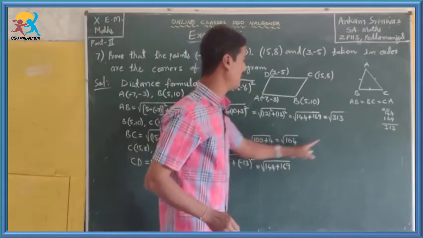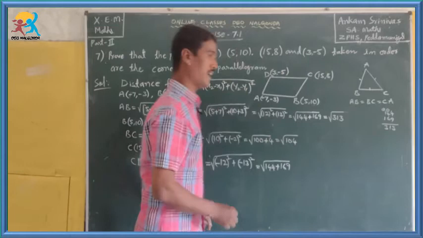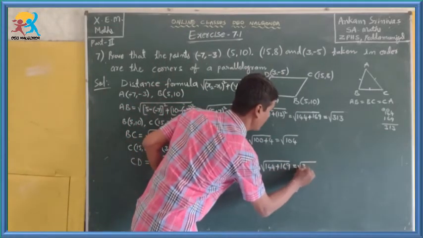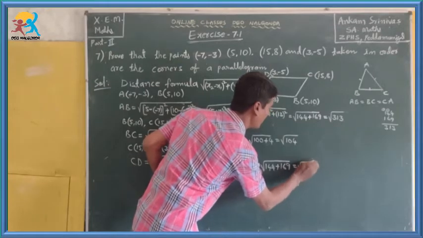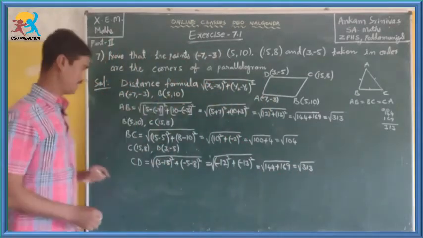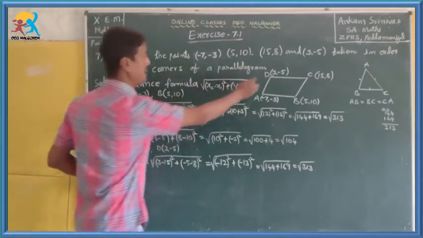169. Already we did that here. 144 plus 169 equal to 313. So the square root of 313 units. Then the last side, what is the last side? Next to CD, it is DA.